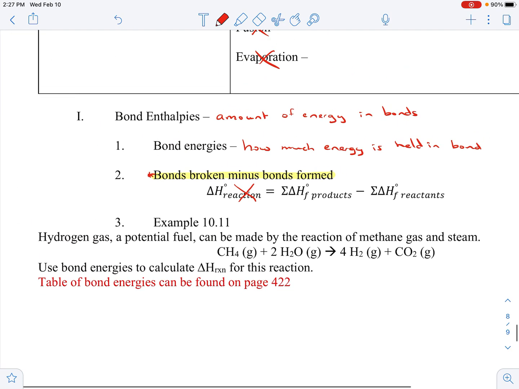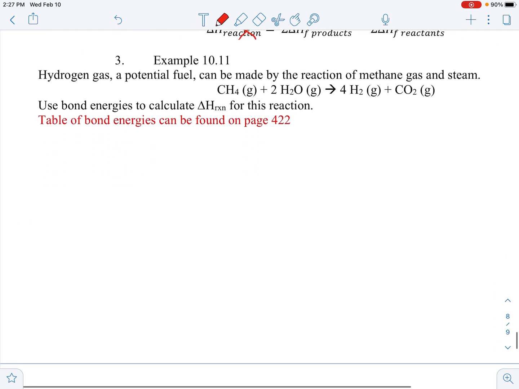Now, on the AP exam, how they do this is they just give you a little table off to the side and say, hey, find the bond enthalpy for this reaction. And they have that little table. For us, we're going to refer to page 422, and there's a whole bunch of average bond enthalpies or bond energies, which is the amount of energy it takes to break that bond.